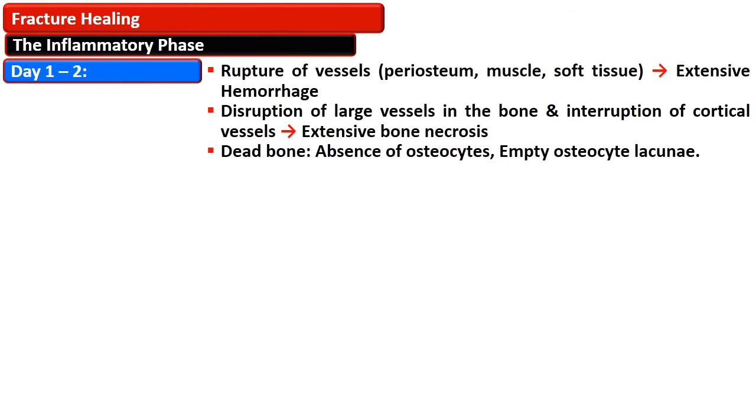In inflammatory phase of the fracture healing, during day 1 and 2, there is extensive hemorrhage as a result of rupture of vessels of periosteum, muscle, and surrounding soft tissue, and this extensive hemorrhage along with destruction of the large vessel and subsequent interruption of the blood supply to the bone results in extensive bone necrosis. This necrosis or dead bone is characterized by absence of osteocytes and empty osteocyte lacunae.